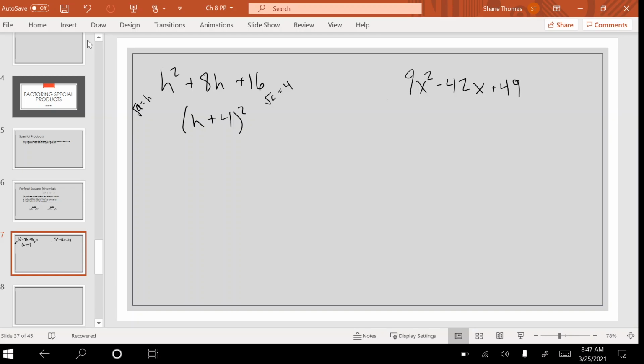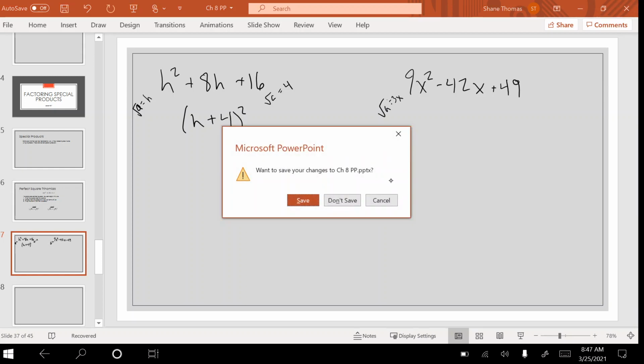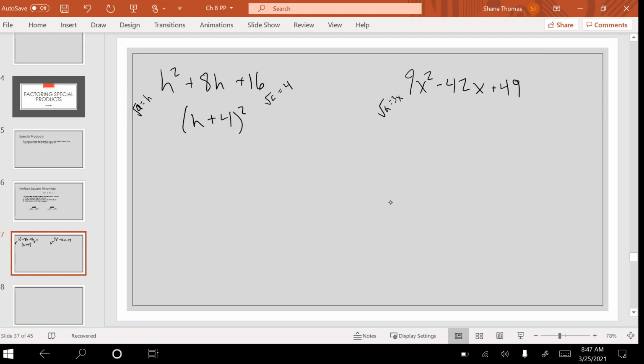This one, a is not 1. By tradition, as soon as your a is not 1, factoring gets a little tougher, right? Now, look at your a term, 9x squared. Is that a perfect square? Yeah. What's the square root of a? 3x. Is your c term a perfect square? Yeah, 7. So the square root of c is 7.